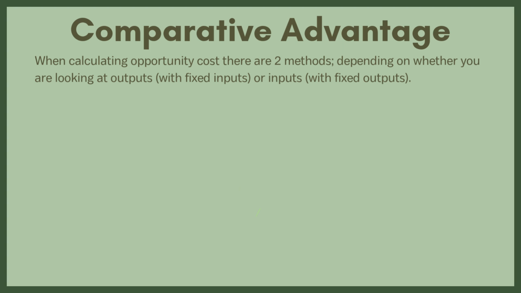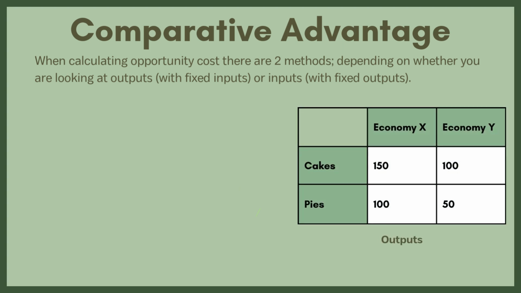The table already shows the production outputs of the economies. The formula for finding the opportunity cost of producing good A is good B divided by good A. One way to remember this formula is outputs equals over other.